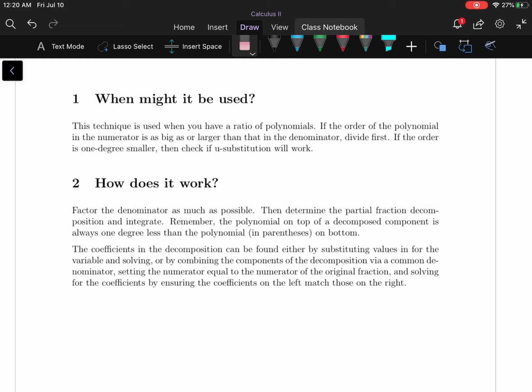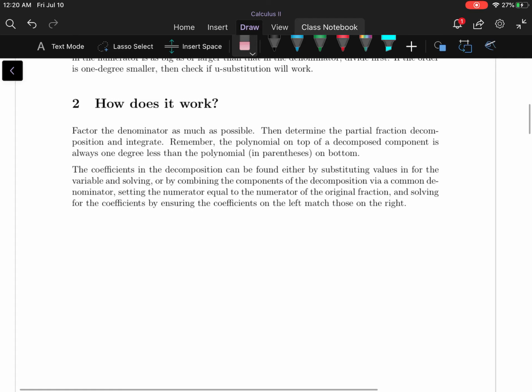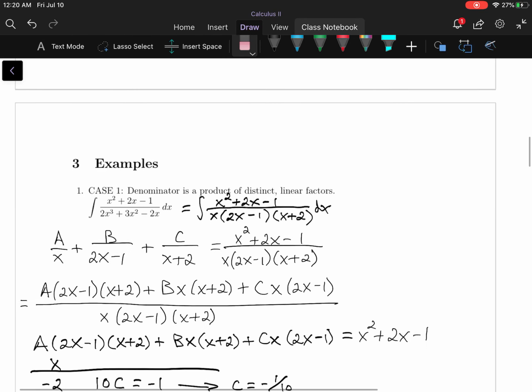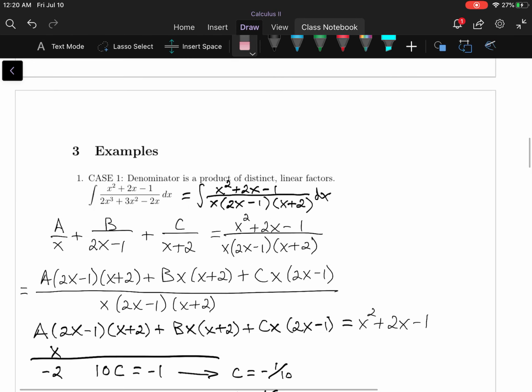I encourage you to read this handout because it does describe that a little bit more, maybe give some extra information. But let's just jump right into example problems. I have all of these pre-done already. I just want to use it in order to demonstrate how to apply it.